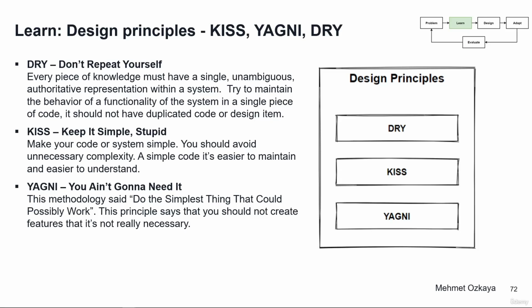This principle says that you should not create features that are not really necessary. This principle is similar to the KISS principle. Both of them aim for a simpler solution. The difference between them is that YAGNI focuses on removing unnecessary functionality and logic, and KISS focuses on the complexity. By following these principles, we will save time and be able to move forward with project efficiency. So by following these principles, we will start to design our e-commerce application architecture.